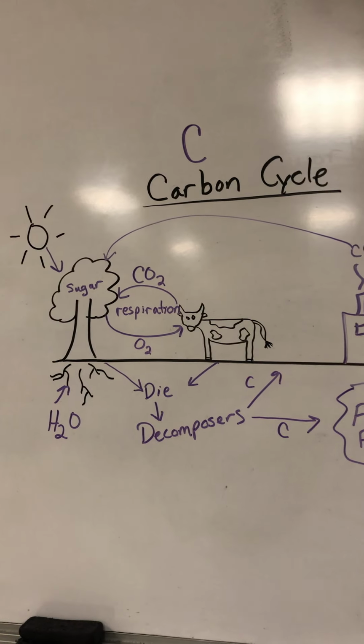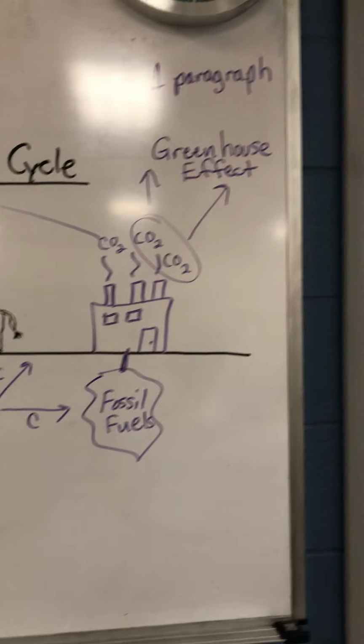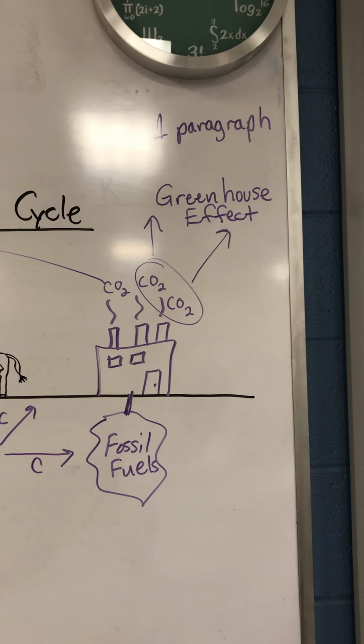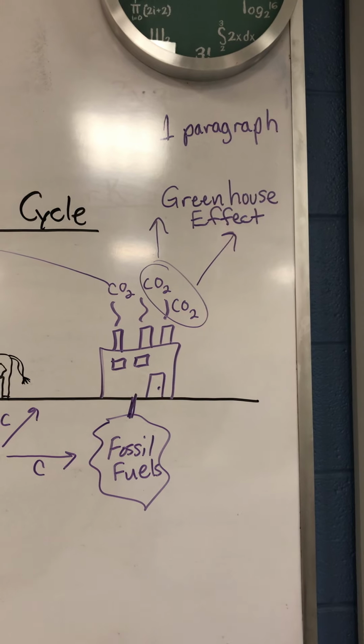Some of that carbon dioxide can go back and get used by the plants again, and that would be perfectly wonderful. But then the problem comes from this little piece here. When too much carbon dioxide gets put into the atmosphere, we get the greenhouse effect.